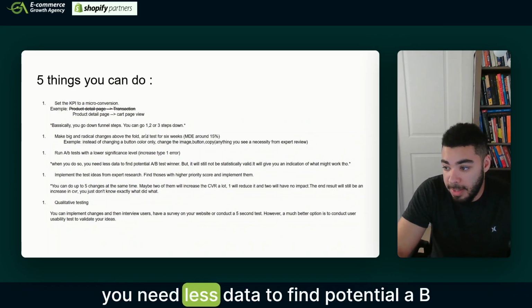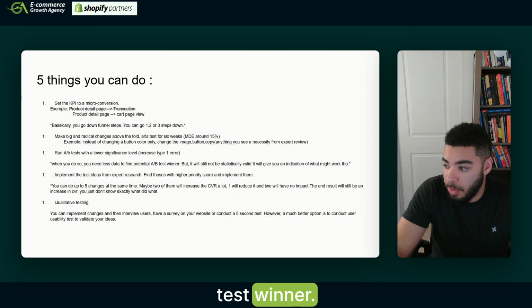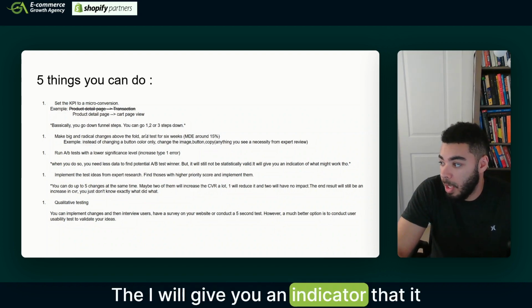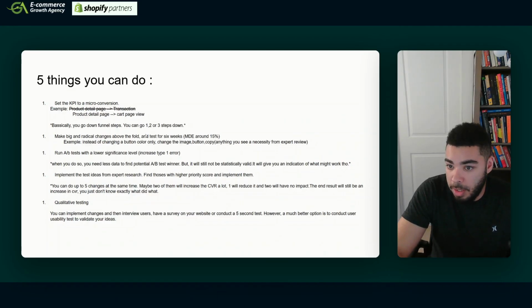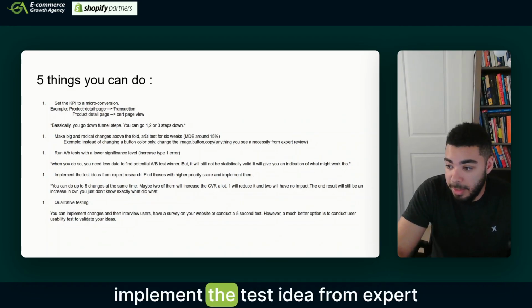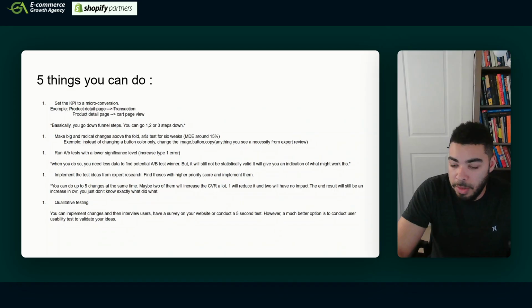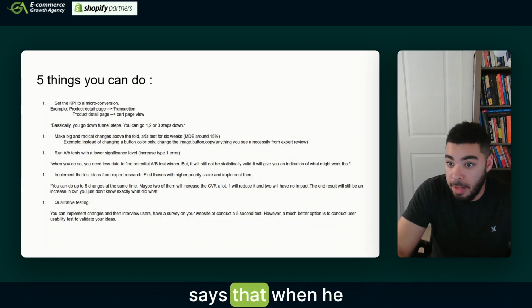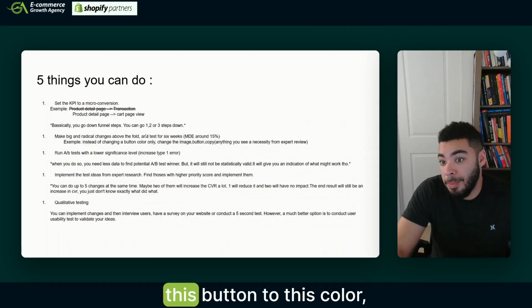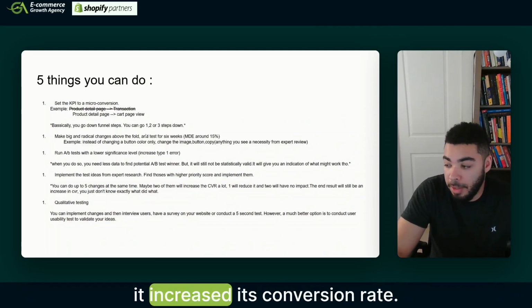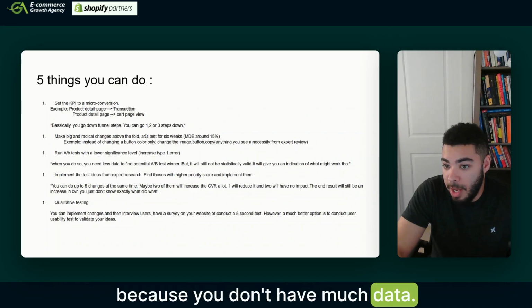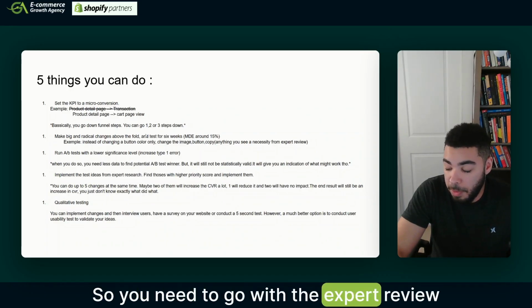When you do so, you need less data to find a potential A/B test winner, but it still will not be statistically valid. That will give you an indicator that it might work. The fourth thing you could do is implement test ideas from expert research. So let's say you've seen online that this expert says that when you change this button to this color, it increases conversion rate. Then you're going to focus on that a lot because you don't have much data. So you need to go with the expert review at first.